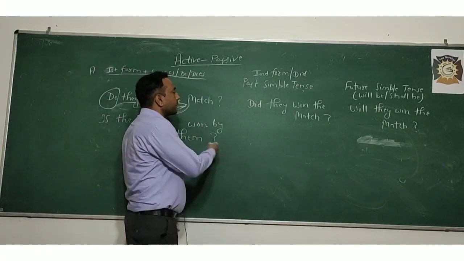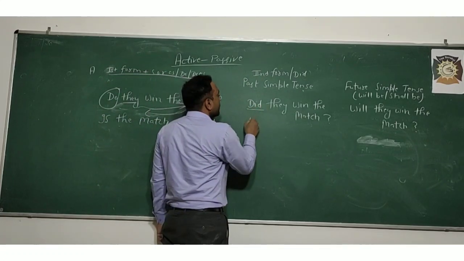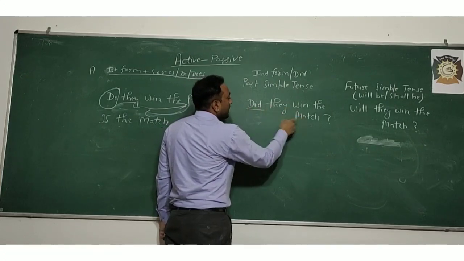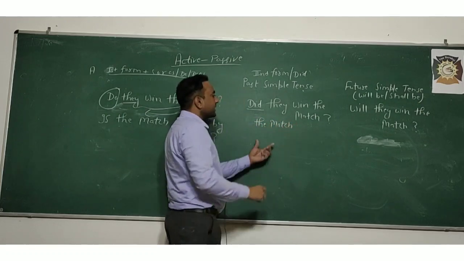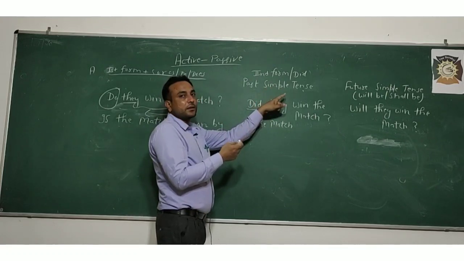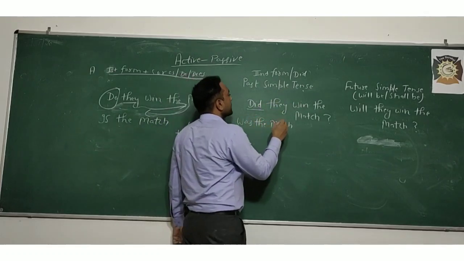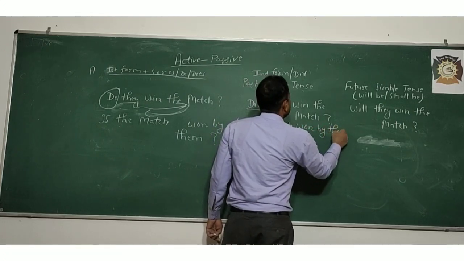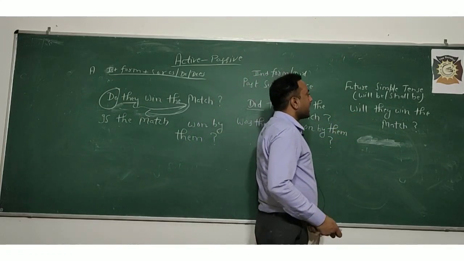And next is, did they win the match. The pattern remains the same, but you come to know that this is in past simple tense. So how to change it? The match is singular. What is the helping verb used with singular in past simple sentence in passive voice? Was, were. Was the match won by them? And question mark. The same is the case in the next sentence.